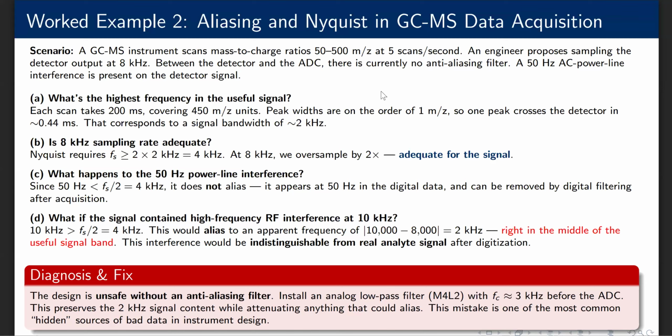So what is the fix? The fix is to install an analog low-pass filter with a cutoff around 3 kilohertz before the ADC. That preserves the 2 kilohertz signal content, but attenuates anything that could alias. This kind of mistake is one of the most common hidden sources of bad data in instrument design. Always ask, where is the anti-aliasing filter, whenever you're checking the diagrams for your instrument?